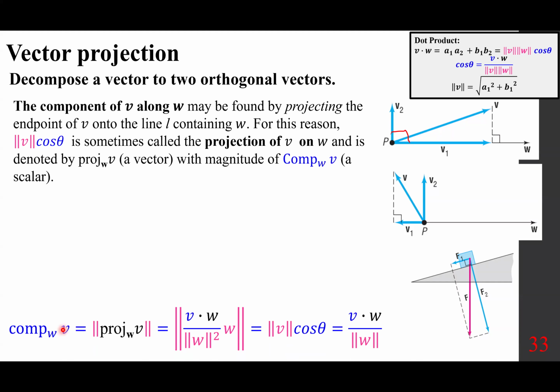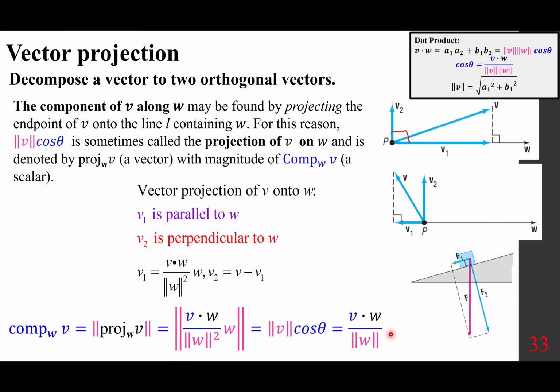So the component of V on W is the magnitude of the projection of V on W, which is V dot W over the magnitude of W squared times W, which becomes the magnitude of V cosine theta, V dot W over the magnitude of W. In other words, the vector projection of V onto W. V1 is parallel to W. V2 is perpendicular to W. And this is what we get.